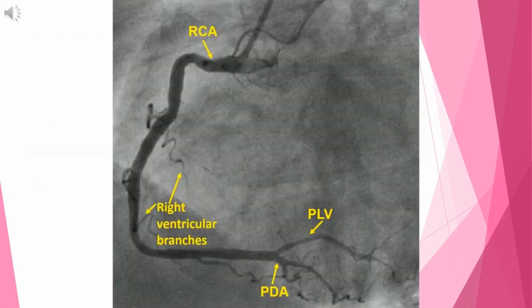This is the right coronary angiogram and it shows right ventricular branches, posterior left ventricular branches and posterior descending coronary artery. This picture is also obtained by injecting contrast dye into the right coronary artery through a small tube known as a catheter.